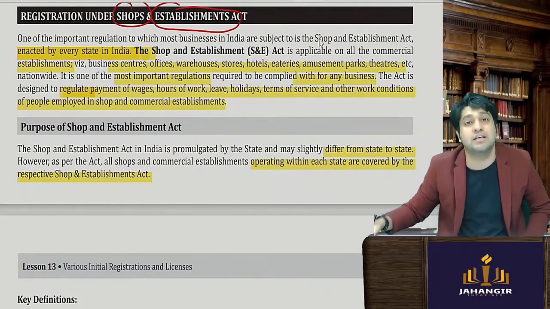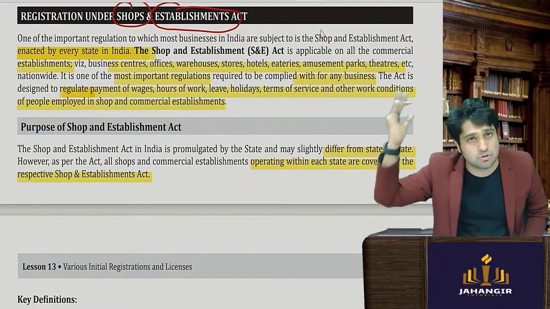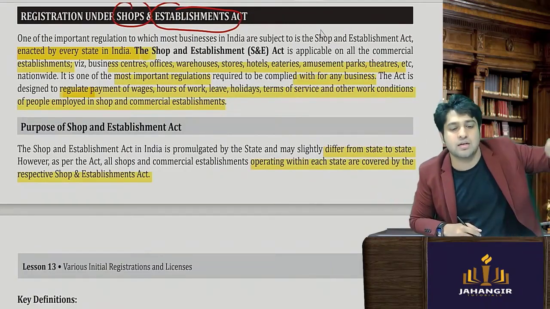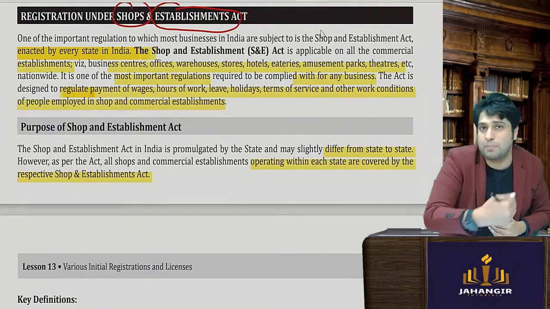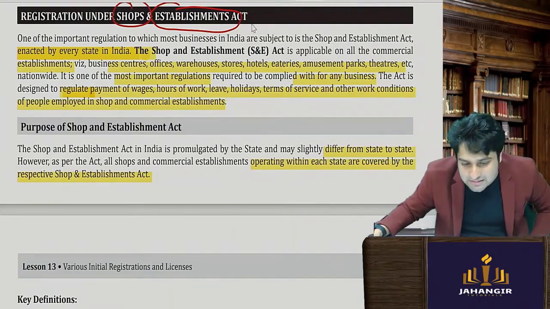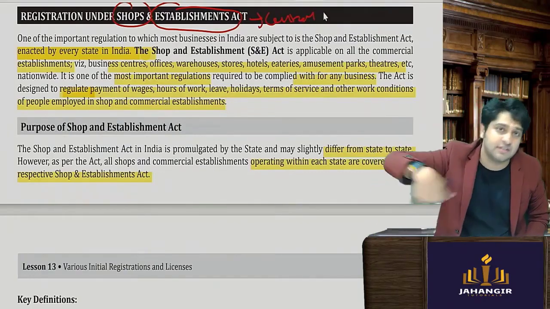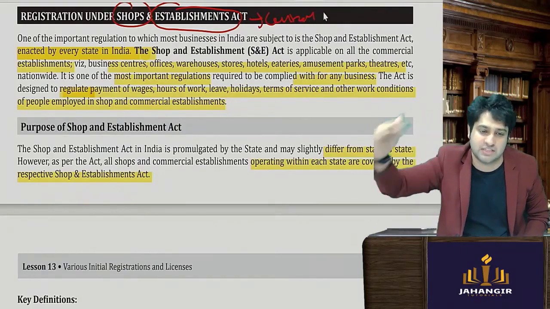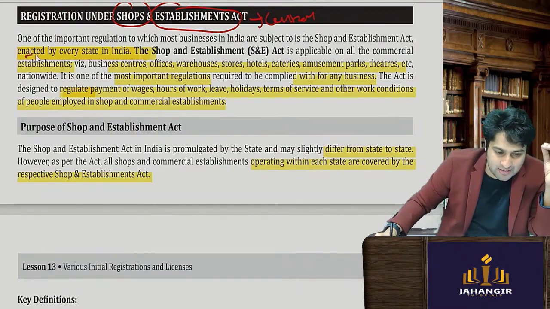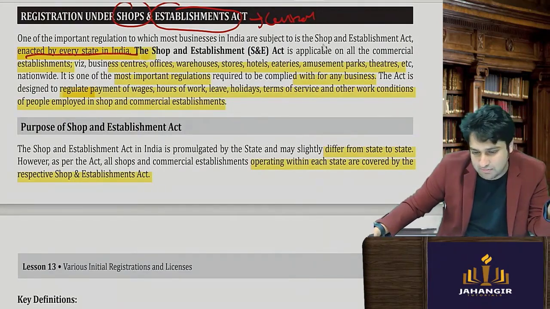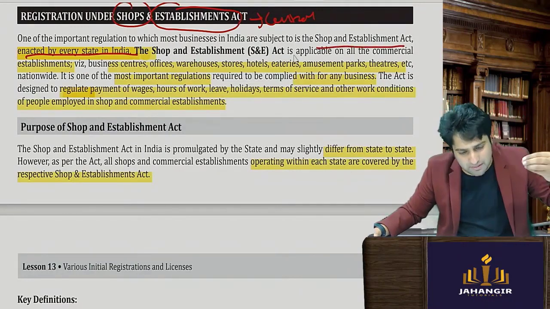See, every state has its own Shops and Establishment Act. So we can have the Karnataka Shops and Establishment Act, we can have the Maharashtra Shops and Establishment Act. This is a central law and states have been given the power to make the internal procedure. It is enacted by every state. The Shops and Establishment Act will be made, and internal details will be made by each state.